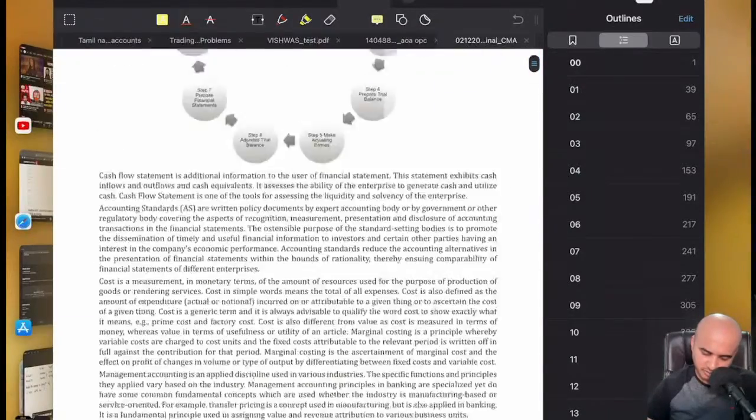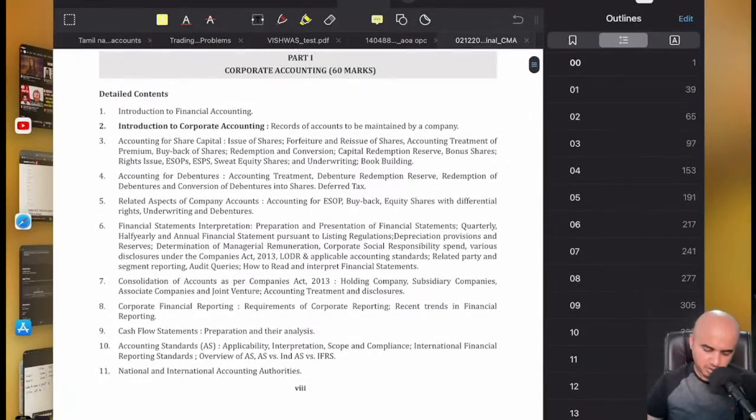So let me just recall the chapters. See, the first 5 chapters I would say are very important, so you should definitely look into that. Again, consolidation is easy, and if you already studied, you don't have to study again. Cash flow and all those things are easy.